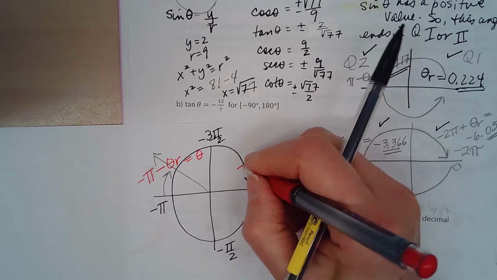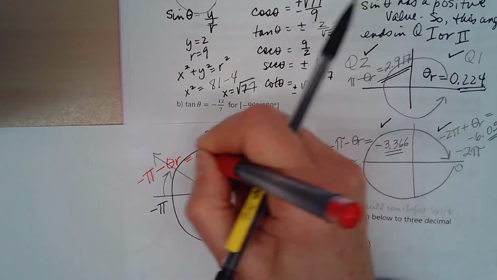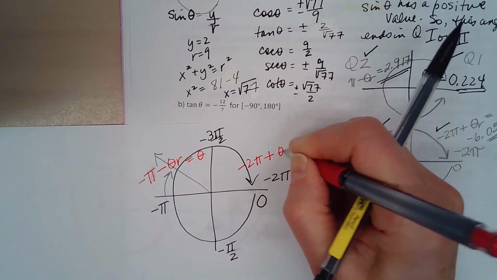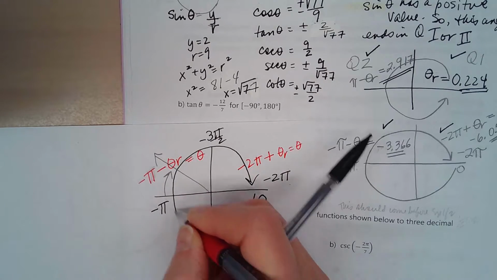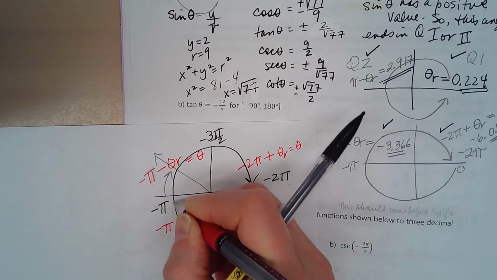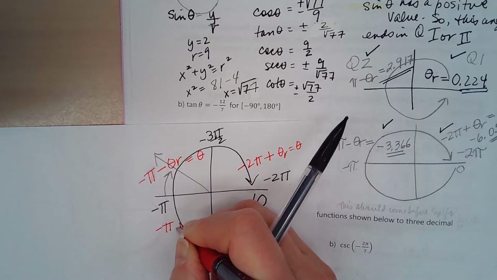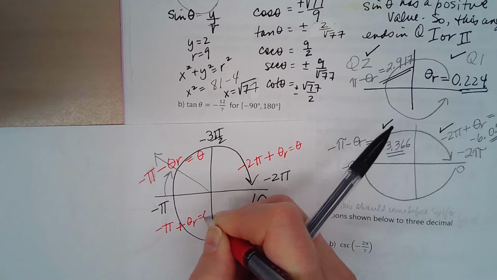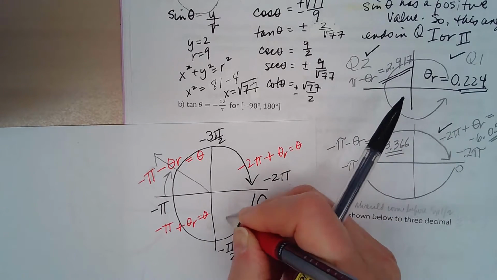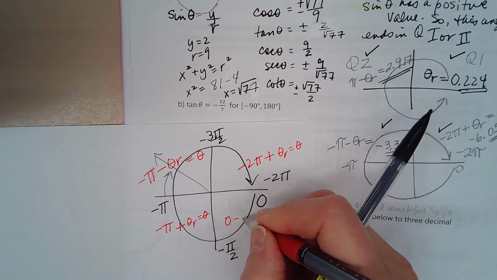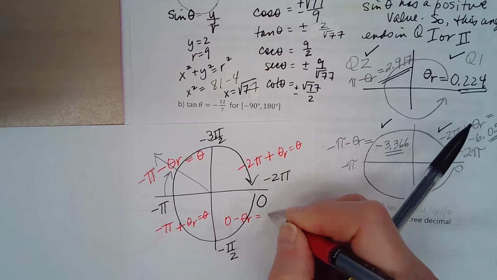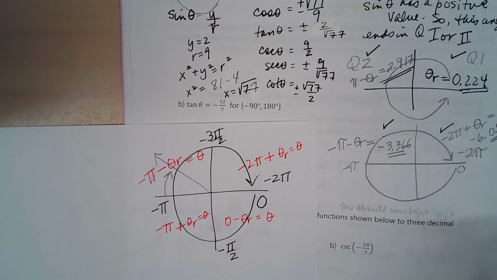Here, start negative 2 pi, and I'm going in the positive direction. Here, if I'm finding an angle down here, it's going to be negative pi, and I'm going in the positive direction. And here, it'll just be 0 minus reference angle. Okay?